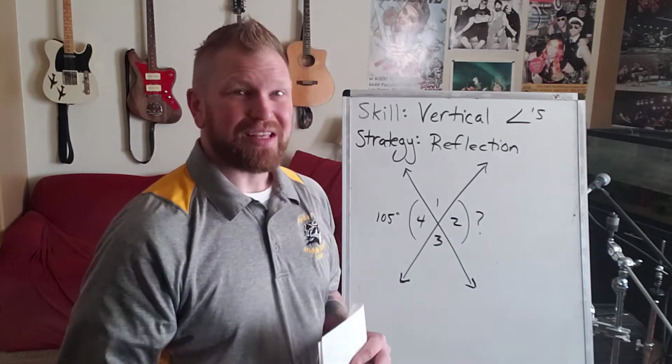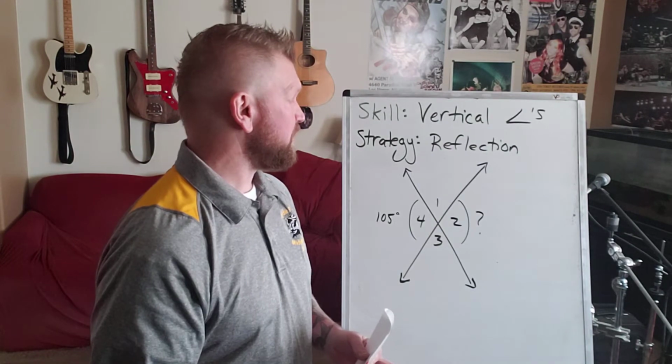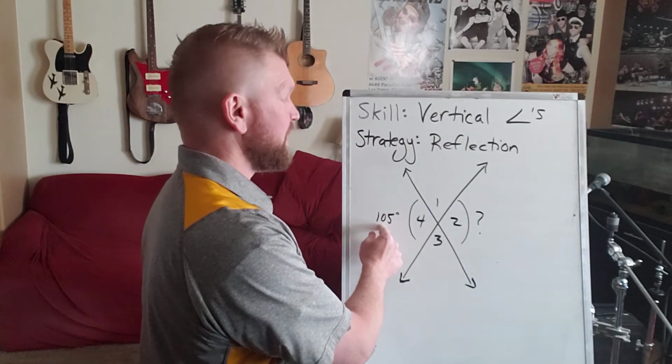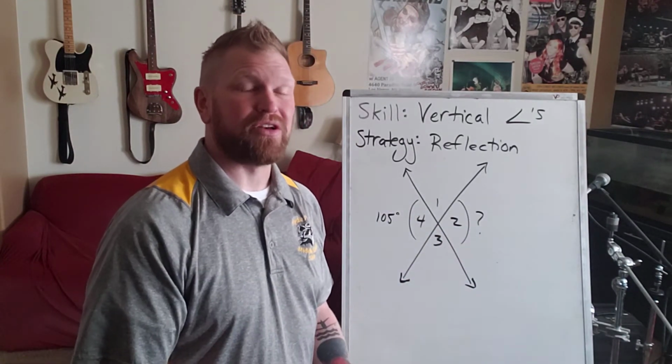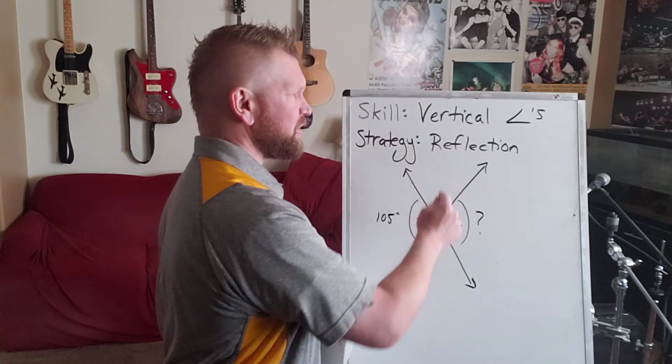Now, it's as simple as this. The rule is vertical angles are always going to be congruent, meaning they have the same measure, which means if this is 105 degrees, this is going to have the same exact measurement. So if you know that, then you know the answer is 105 degrees. But if you didn't know that, you could use the idea of a reflection to figure it out.